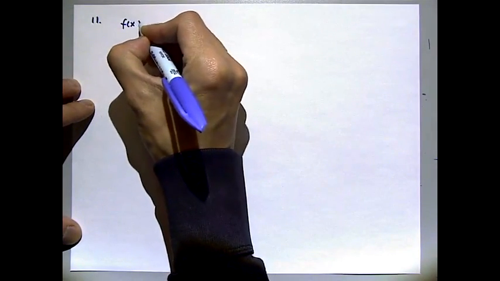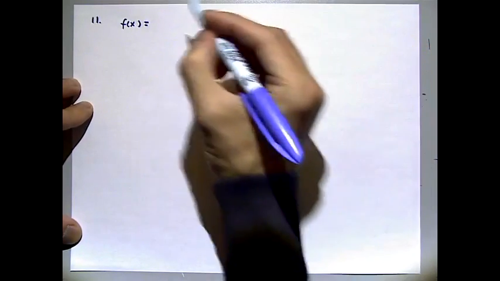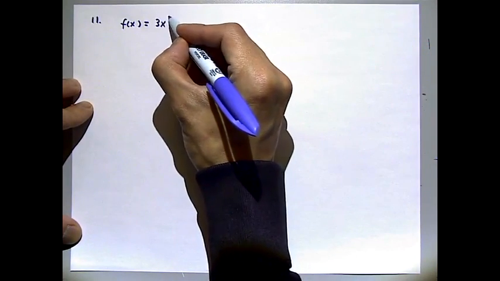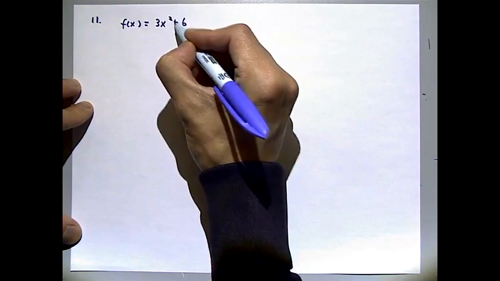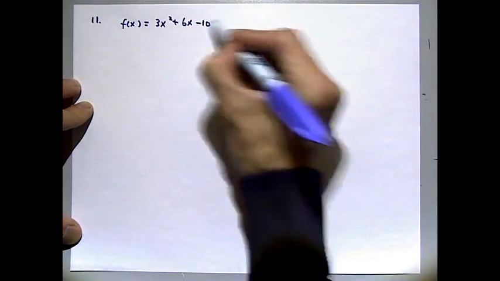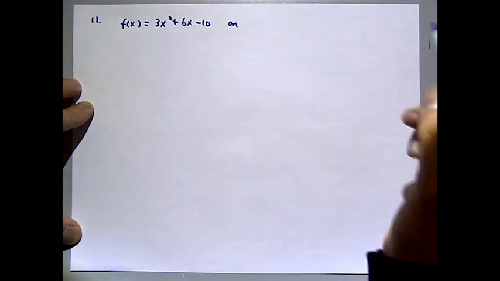Find the maximum and minimum values of the function f of x is equal to 3x squared plus 6x minus 10 on the interval minus 2 to 2.